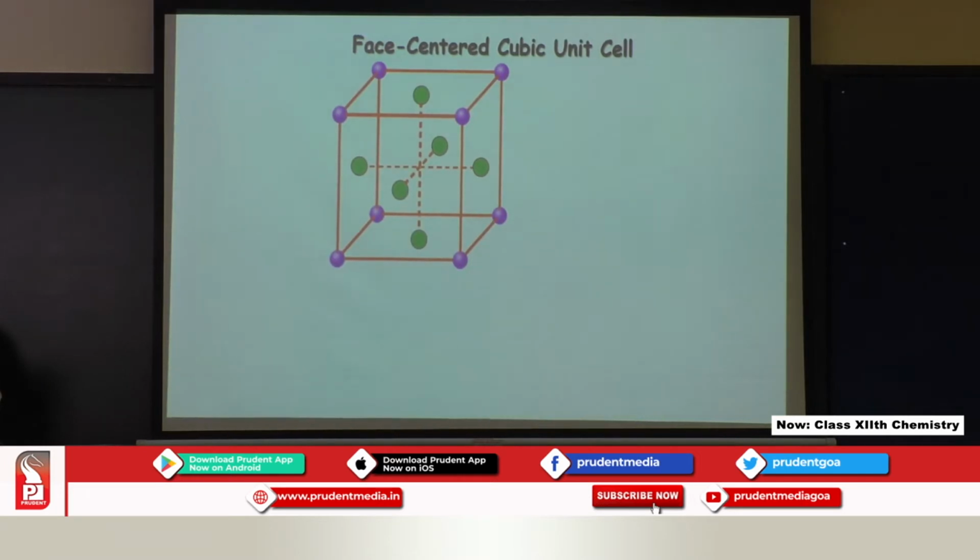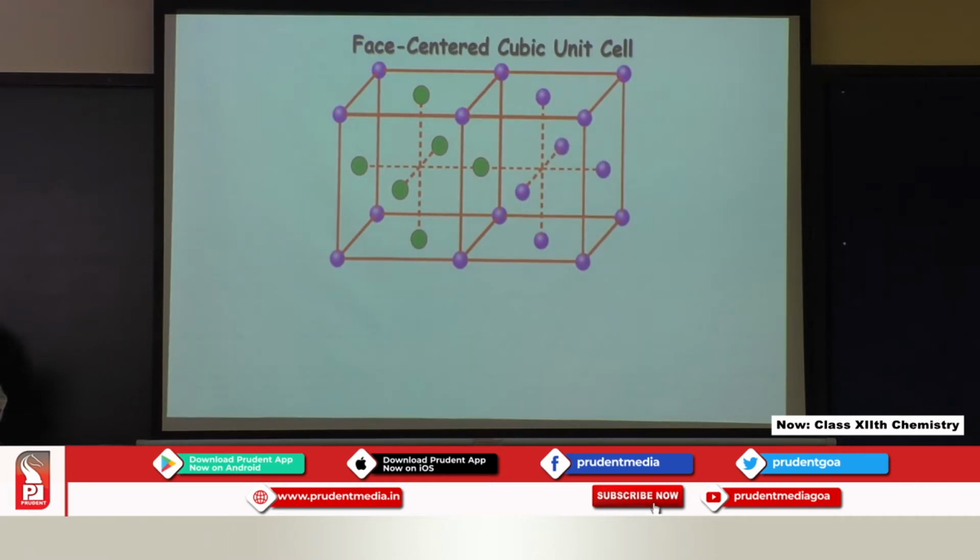We now come to a face centered cubic unit cell. The first calculation remains the same. Now let's see what happens to the rest of the atoms. Observe the atoms which are highlighted in green. Each of them is present at the center of each of the faces of the unit cell.